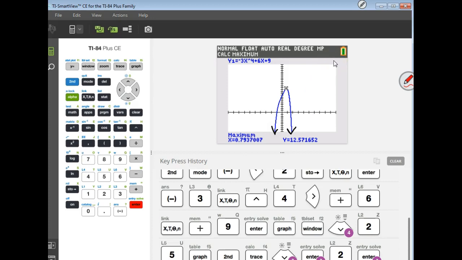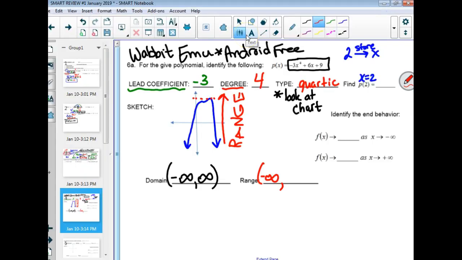let's say, we can round to the tens place. I'm okay with that. So 0.8, 12.6. So this guy right here is 0.8, 12.6. So the range, remember, is y value. So the top y value there is 12.6-ish. And because it's a point, not an infinity, I'd like you to use a bracket on that one.